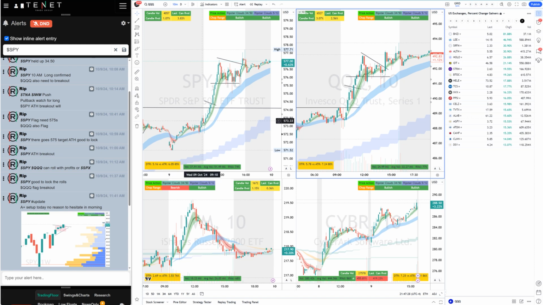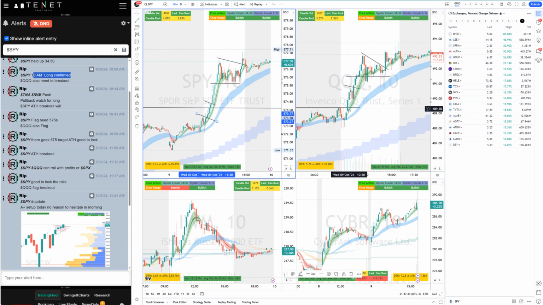So at 10 a.m. we got this breakout, and that's when I said 10 a.m. long confirmed. QQQ also needed a breakout. After that, we were just trading the breakout, and then we broke 575. That was an all-time high breakout.